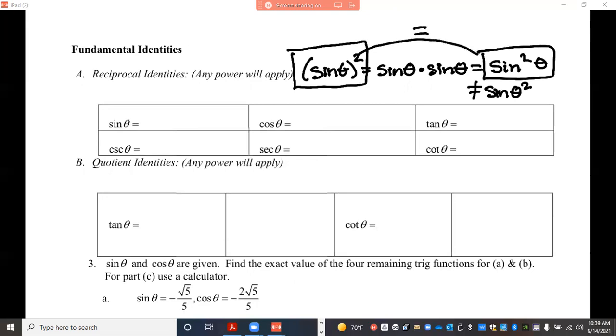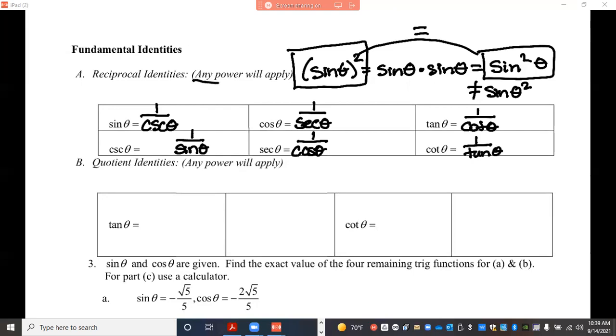So when we talk about your reciprocal identities, we know the reciprocal of sine is cosecant. So I can say the sine of theta is 1 over cosecant theta. And vice versa, cosecant would be equal to 1 over sine theta. Cosine theta will be equal to 1 over secant theta. Secant would be equal to 1 over its reciprocal, which is the cosine of theta. Tangent is 1 over cotangent theta. Cotangent theta would be 1 over tangent theta.